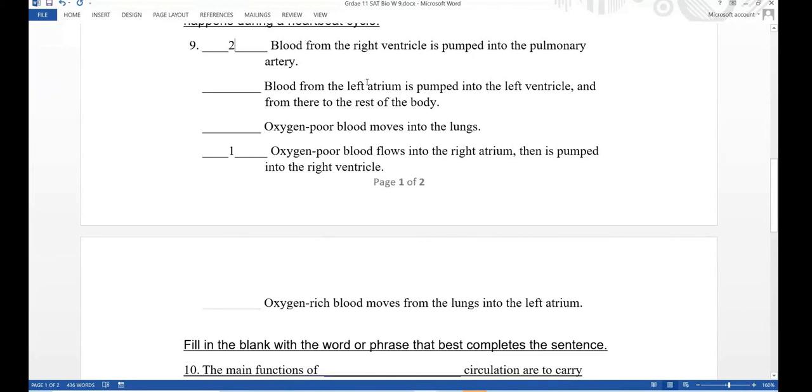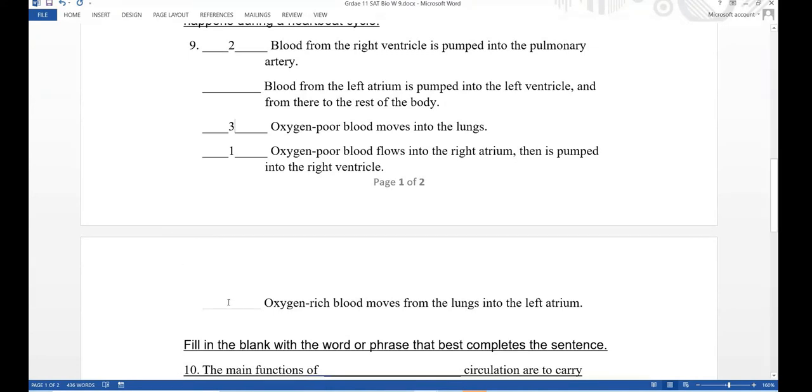Then does the blood from the left atrium get pumped into the left ventricle and from there to the rest of the body, or does oxygen-poor blood move into the lungs? This one? Oxygen-rich blood moves from the lungs into the left atrium. Are you sure? Miss, the third one. Yeah, the third one is step number 3, wherein the oxygen-poor blood moves into the lungs.